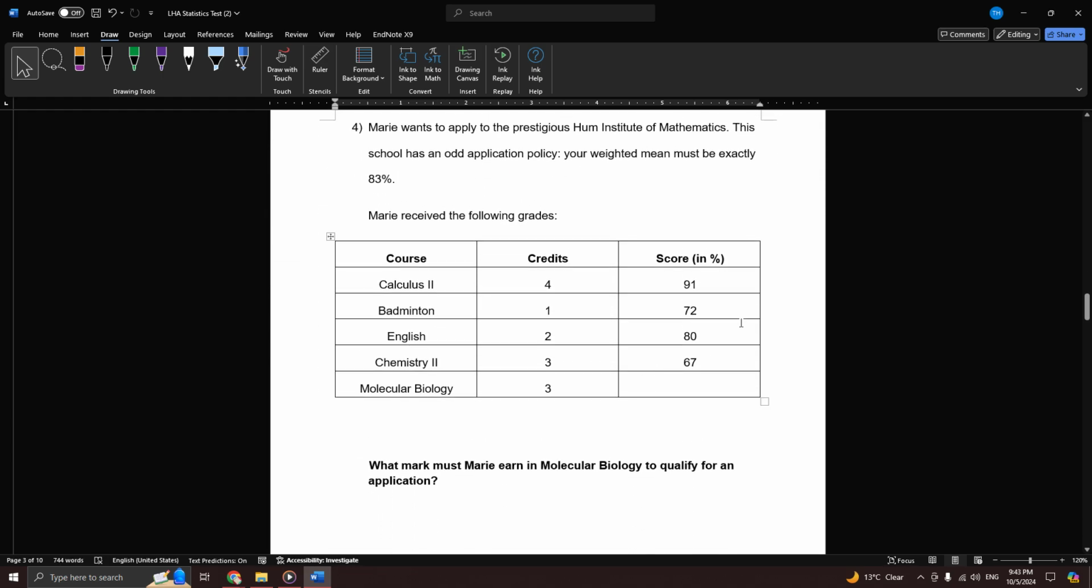Okay, so question 4, we're on our short answers now. So Marie wants to apply to the prestigious Hum Institute of Mathematics. This school has an odd application policy. Your weighted mean, okay, let's circle that, weighted mean. This is a weighted mean question. It has to be exactly 83%. So Marie receives the following grades. So you've got your weights, you've got your scores. Notice you're missing something here, right? We don't know what that is. So this should be a hint that we're working backwards, okay?